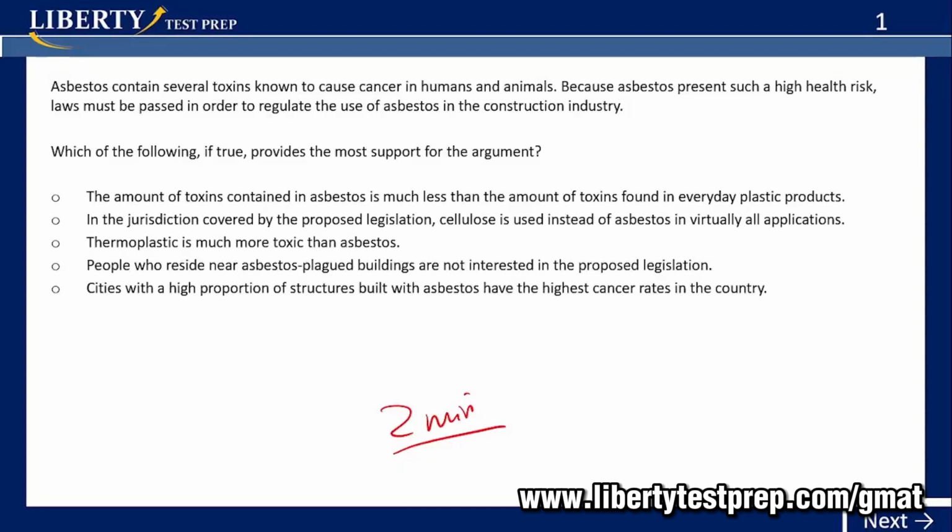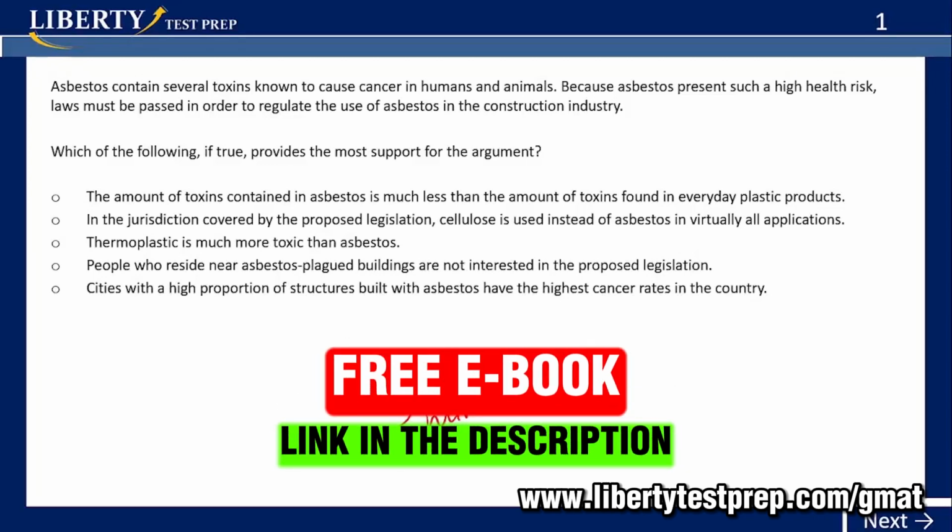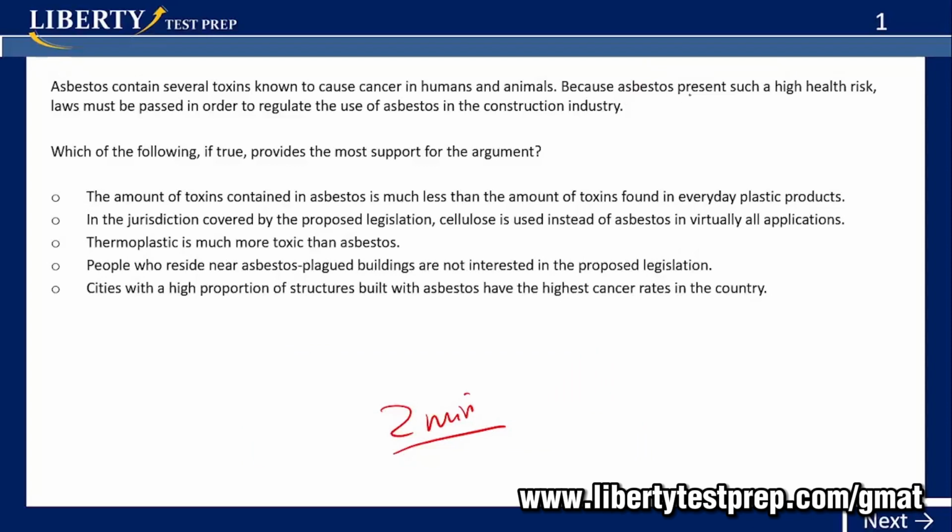Perfect. So now it's over. You should already have your answer. Let's read the question first. Asbestos contains several toxins known to cause cancer in humans and animals. Because asbestos presents such a high health risk, laws must be passed in order to regulate the use of asbestos in the construction industry. Okay, the question of course was something that provides the most support for the argument.